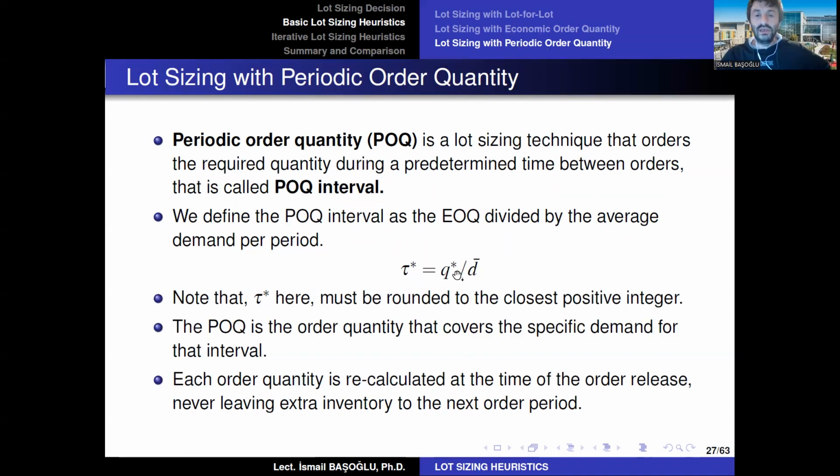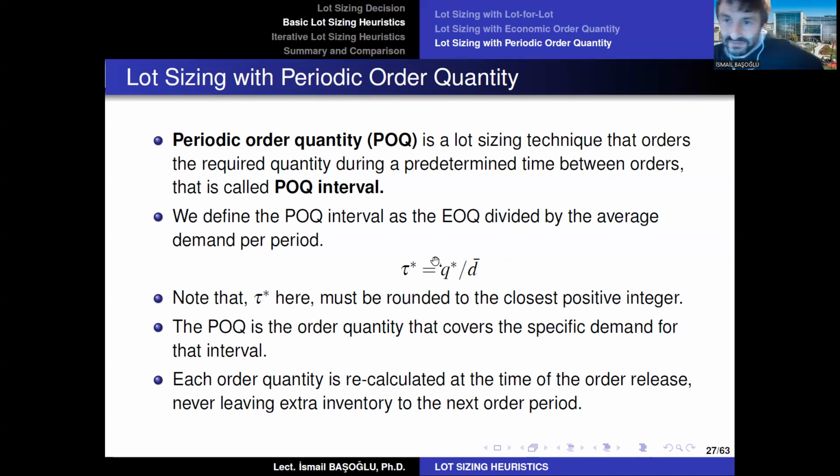But here, instead of using the economic order quantity, we again divide that economic order quantity by the average demand rate. Now, remember, in the basic economic order quantity model, when you divide the economic order quantity by the demand rate, you calculate the order cycle of the problem, which is the time that is supposed to be between two consecutive orders. So here, tau star, formulated as the ratio between the economic order quantity and the average demand, is going to define our periodic order quantity interval.